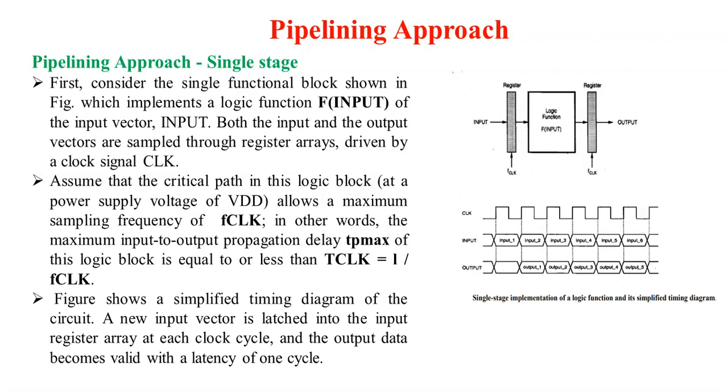The propagation delay for a single stage is based on the corresponding output characteristics. When we give the input based on the clock, the output is taken after the completion of the first clock. So the latency of the single stage pipelining approach is one clock signal. The total clock time period is equal to 1 divided by F clock. This is a simplified timing diagram for analyzing the single stage pipelining approach.